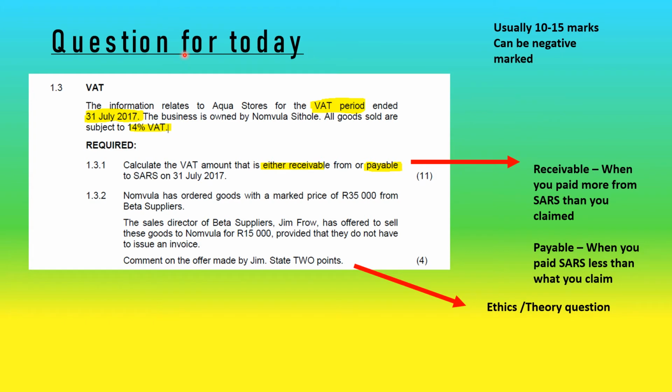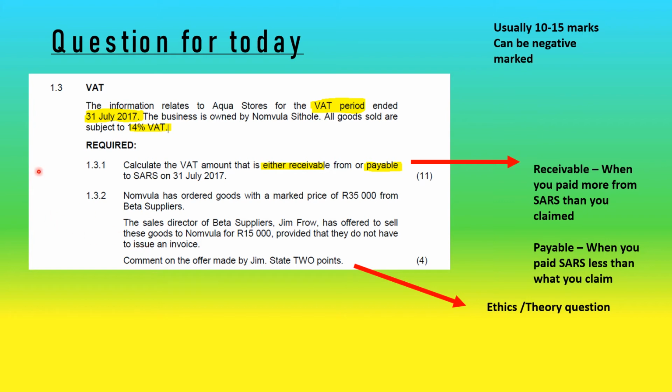Okay, so let us now look at the question of the day. Usually a VAT question can be 10 to 15 marks, and you can be negatively marked very easily in this question if you do not know your input VAT and output VAT. So don't take your chances of putting anything as input or output unless you're sure about it, right? Also, it's about 10 to 15 marks in the exam, which is usually very achievable. So make sure you can get these easy marks.